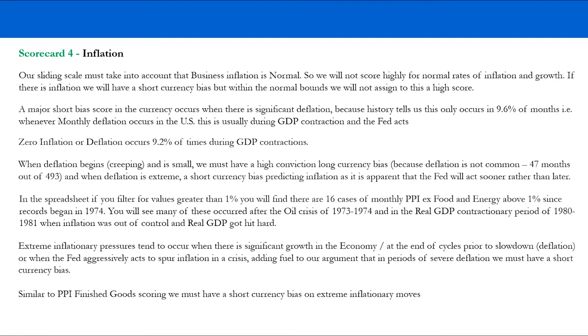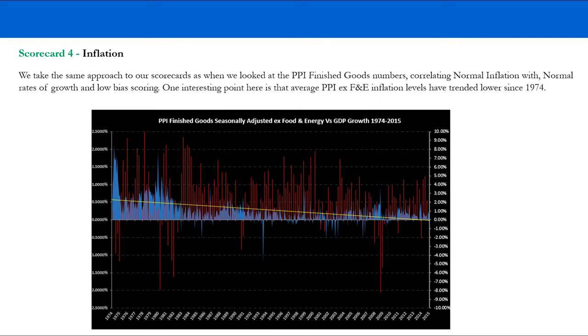Now, if we go through the same process as earlier and we start to look at inflation against our GDP stats pictorially, we can start to map onto our PPI numbers, our monthly percentage changes. We can start to map onto that GDP levels that are associated with normal business inflation. And taking this same approach, we're going to look at scoring low conviction numbers on the inflationary side when we're in the bounds of normality.